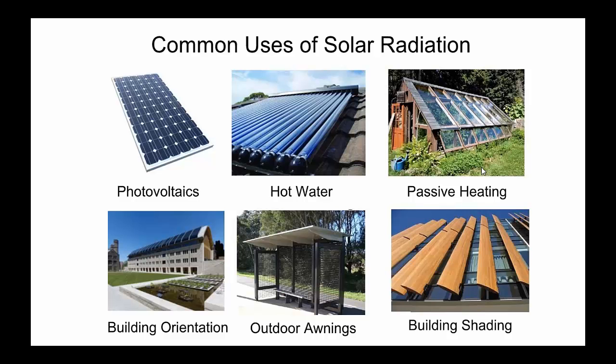Just so you guys have a sense of when the stuff we're working with in this exercise is applicable to design. You could use it to size and orient photovoltaics and solar hot water panels. You could use it to help design passive heating systems like in greenhouses. You could use it to orient your building. You could use it to inform how you design outdoor awnings to shade people and be comfortable. And then finally, you could use it for building shading. These are just a few of the many ways that it's useful.